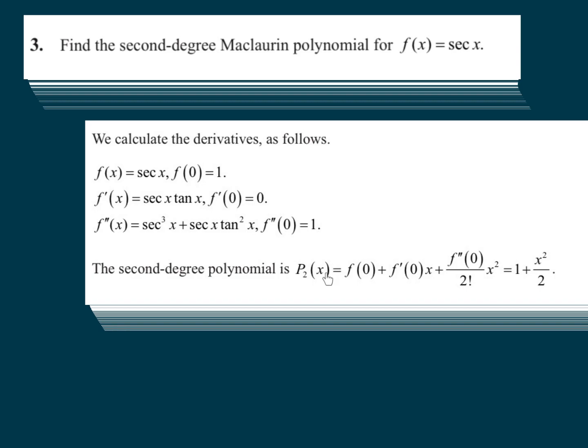So the second degree Maclaurin polynomial will be f of 0 plus f prime of 0 multiplied by x plus f second of 0 divided by 2 factorial multiplied by x squared. If you plug in the numbers, it will be f of 0 is 1, f prime of 0 is 0, f second of 0 is 1, so 1 divided by 2 factorial x squared. And this is the Maclaurin polynomial of the function secant x.